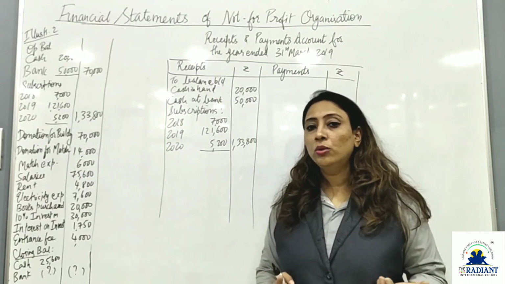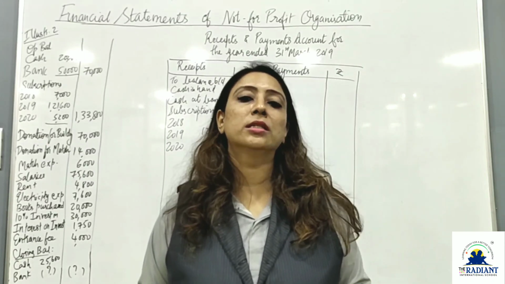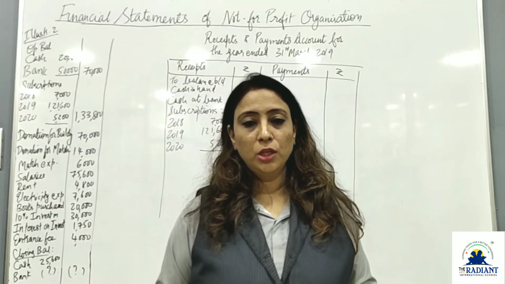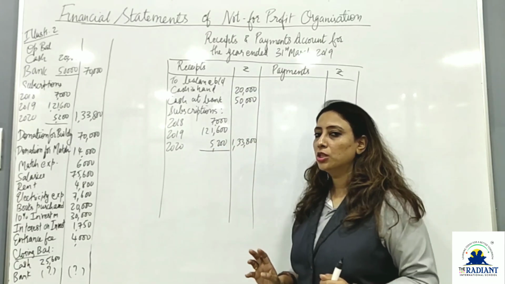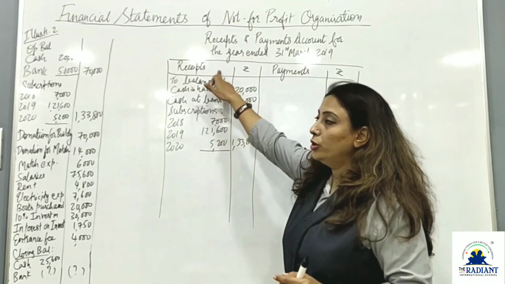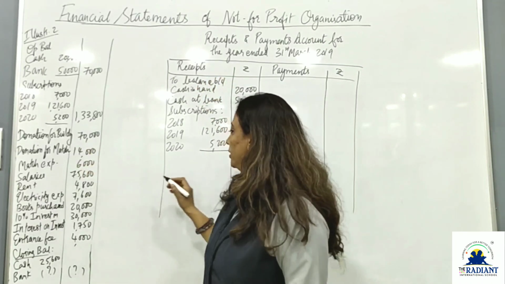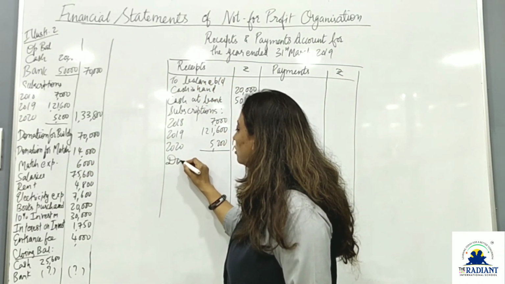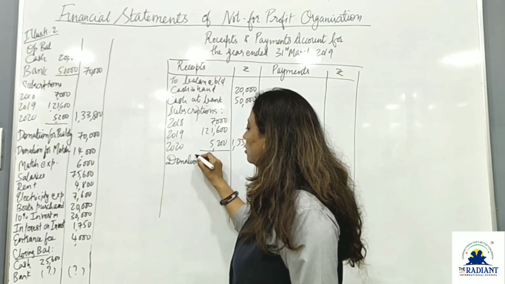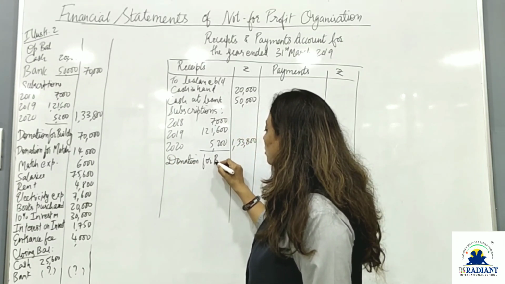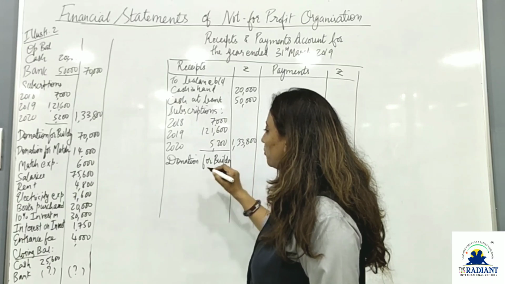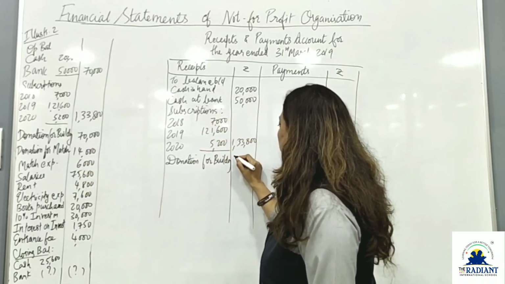Now as I told you, all the donations are the sources of income. So obviously if it is the sources of income, I am going to show it under the receipts heading. So I am going to write it as donations for building 70,000.